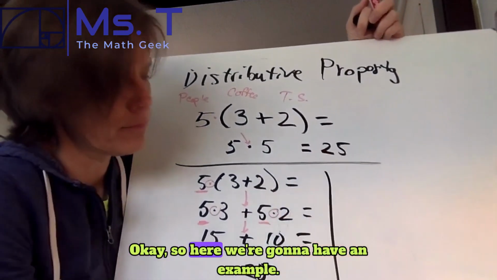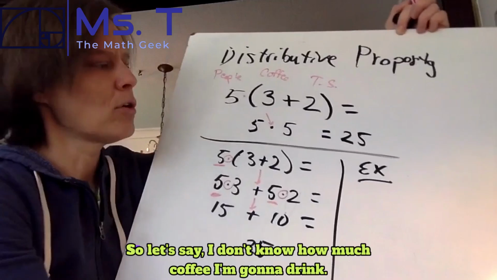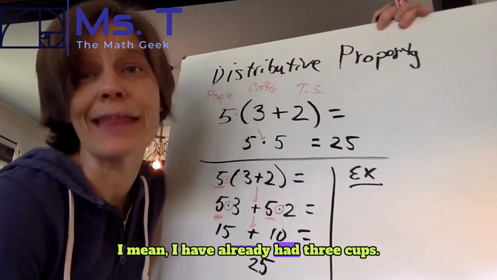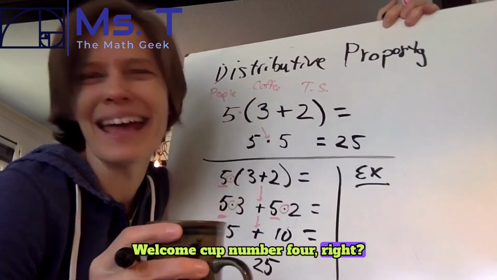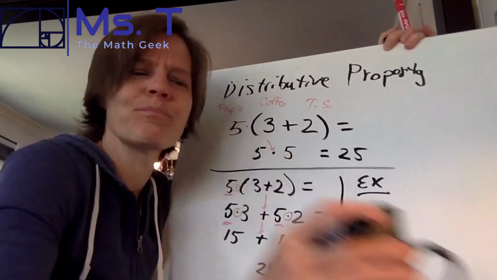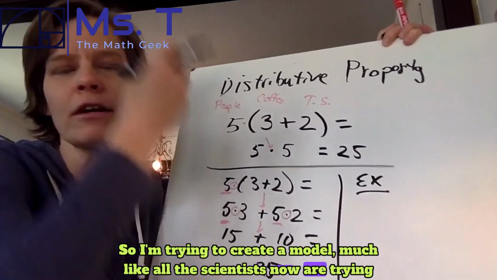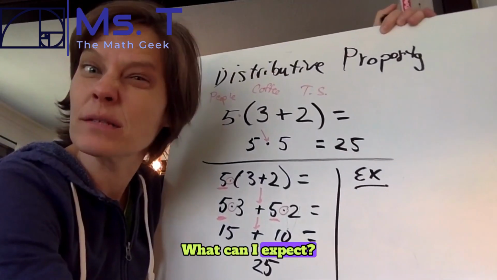Okay, so here we're going to have an example. So let's say I don't know how much coffee I'm going to drink. I mean, I have already had 3 cups. Welcome cup number 4, right? I don't know. So I'm trying to create a model, much like all the scientists now are trying to create a model for COVID-19, right? What can I expect?